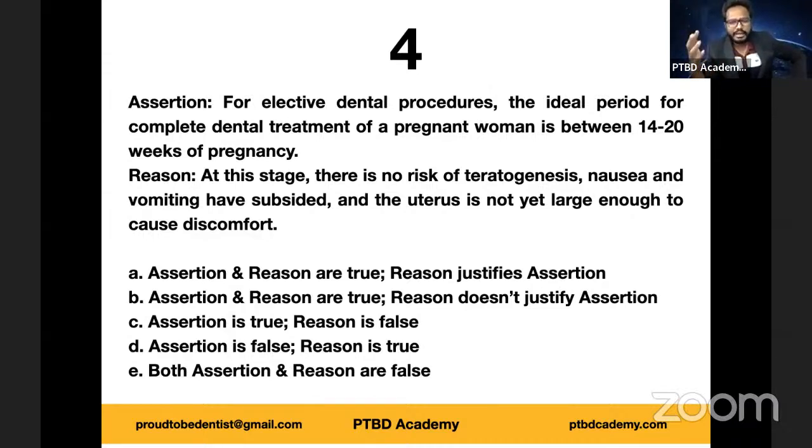So what do you think? Does it make any sense? Assertion and reason. Do you think both assertion and reason are true, or do you think they're false? If you think they are true, is reason justifying assertion?